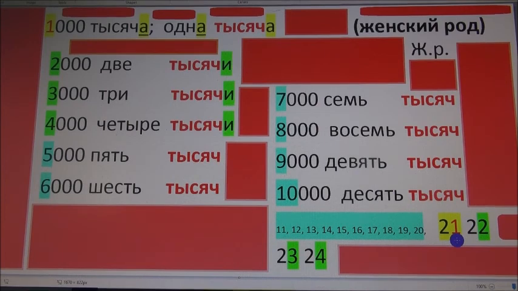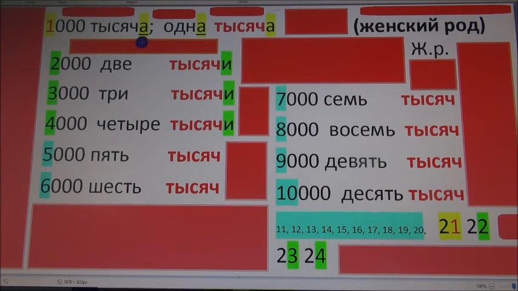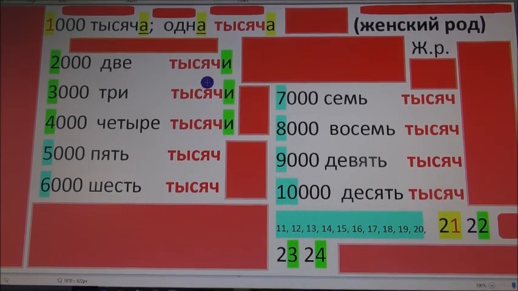After that we have 21. 21 has ending 1, so we come back here to number 1. 20 itself is not changing. 20. 21,000. We are coming back to number 1. 22, we are coming back to 2 again. 22,000. Dollars, for example, $22,000.